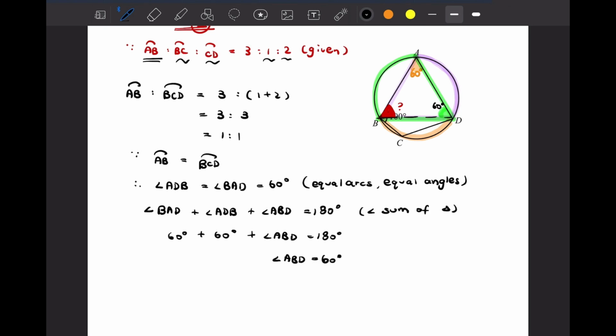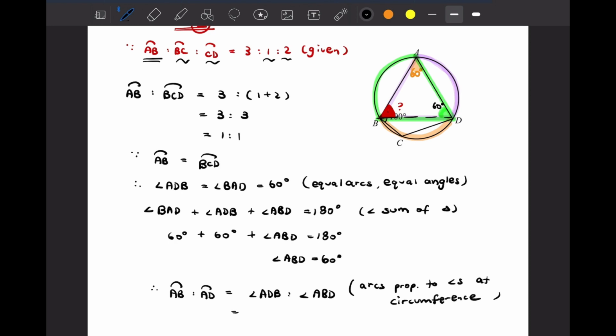Once you got this angle ABD, the red one, then we can use the ratio. You can use it to find the ratio. Arc AB to arc AD is actually equals to angle ADB to angle ABD because of your arcs proportion to angles at circumference. So both of them are 60 degree. So therefore, your arc AB to AD will equals to 1 to 1.